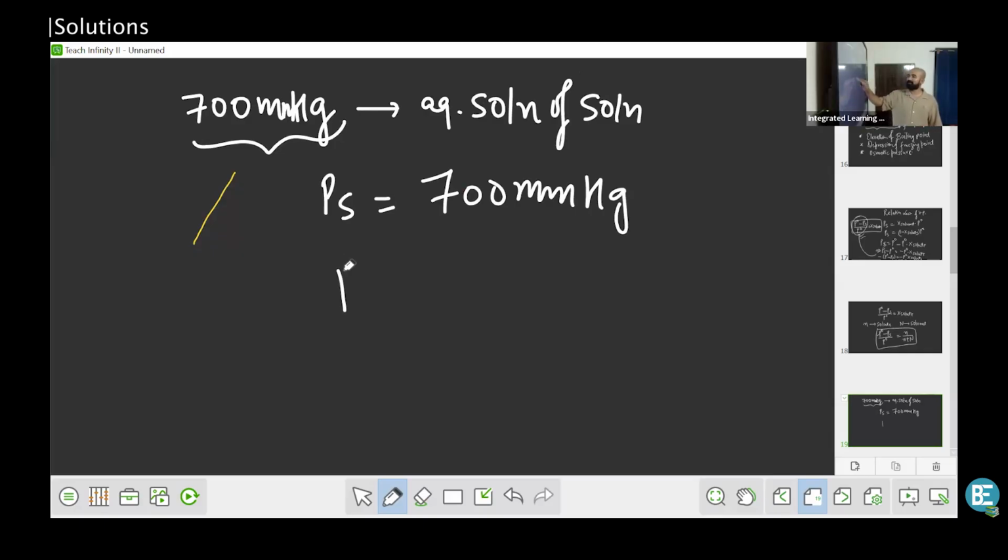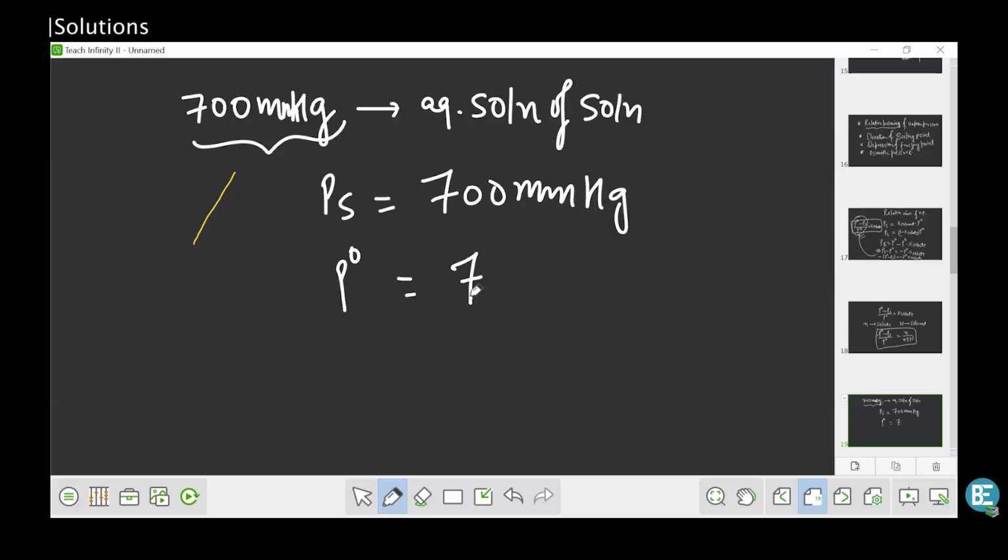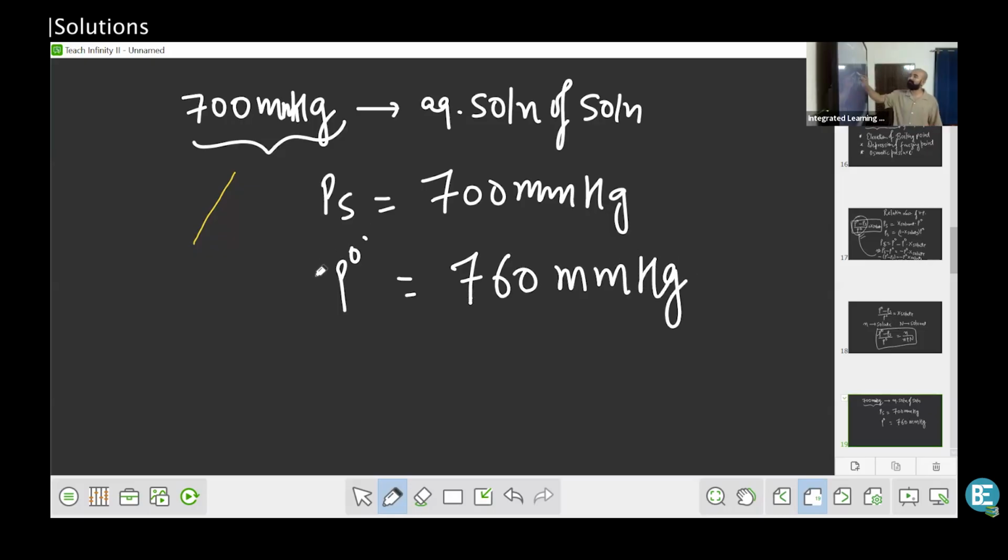Can anyone tell me what is the P naught, or the vapor pressure of water? From physics, you must have learned somewhere. 760. Yeah, 760. Who told the answer? Archana. Okay, 760 mmHg. This is the P naught. This you have to remember. The vapor pressure of pure water, also called aqueous tension, is 760 mmHg. So now do the solution.